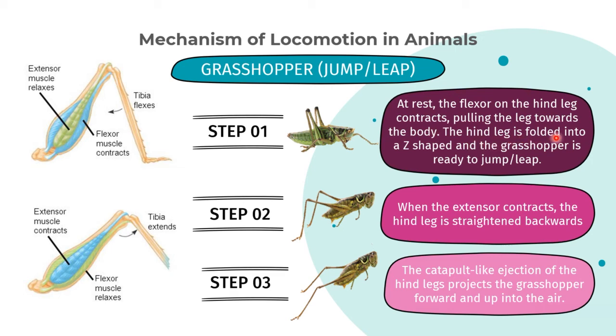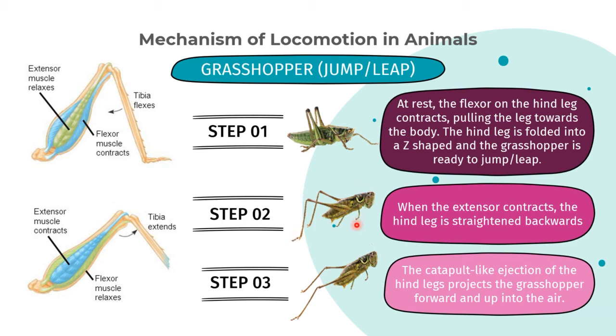The hind leg is folded into a Z shape, and the grasshopper is ready to jump or leap. As we can see here, at rest condition, the flexor contracts and pulls the leg towards the body, and then the hind leg is folded into a Z shape, and the grasshopper is ready to jump.